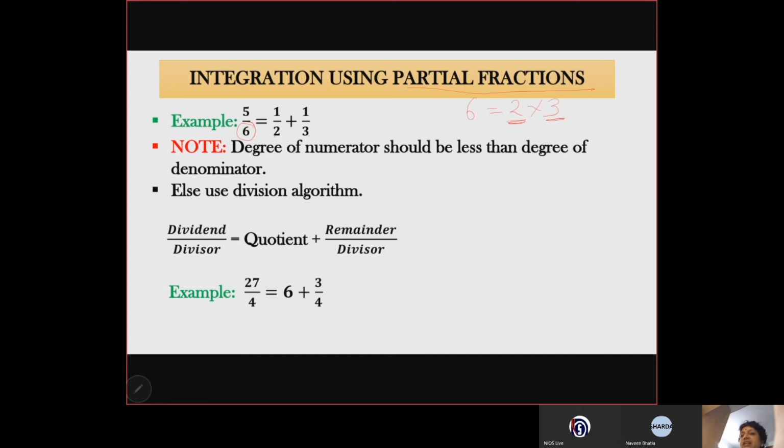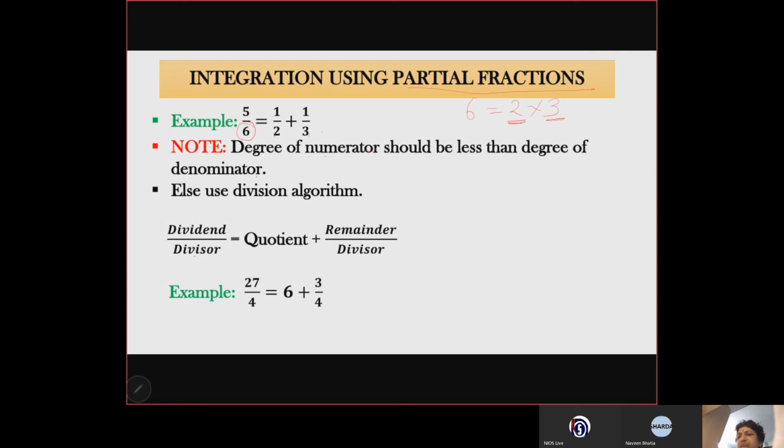Check what is the degree of the numerator. If the degree of the numerator is less than the degree of the denominator, we directly split it into partial fractions. If not, we have to divide. I hope we remember how to divide a polynomial by another polynomial. So what is the division algorithm? When we divide, we can write dividend upon divisor as quotient plus remainder upon divisor.